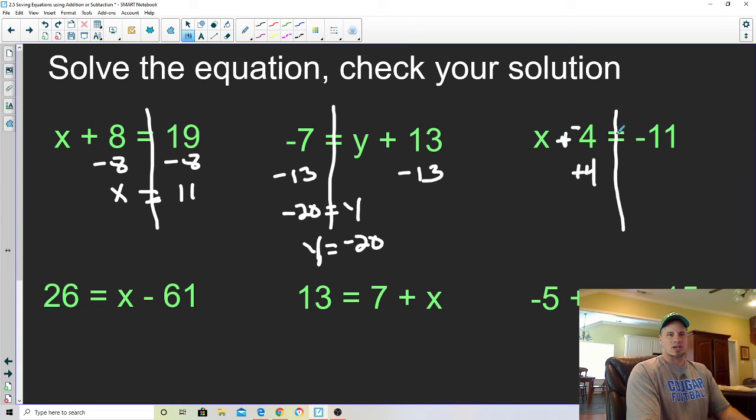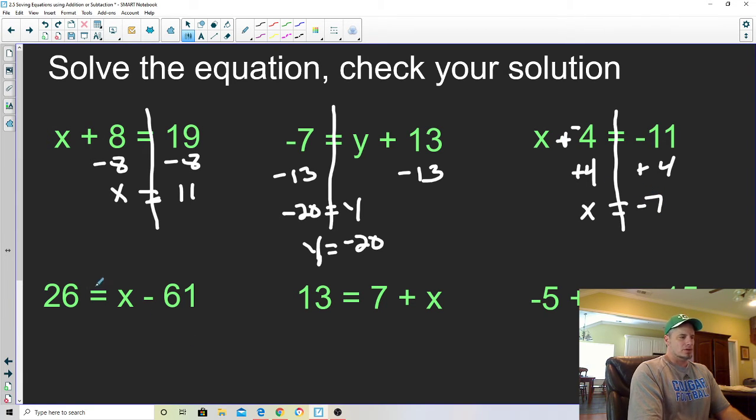So if I add 4 to this side of the equal sign, I have to add 4 over here to keep the problem the same, to keep the equations equivalent. I bring down the x. Then I have a negative and a positive, so I subtract. It's 11 minus 4, which is 7, but it's negative because the 11 is the bigger number.